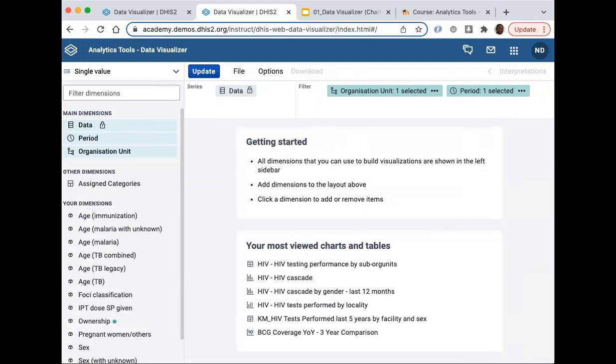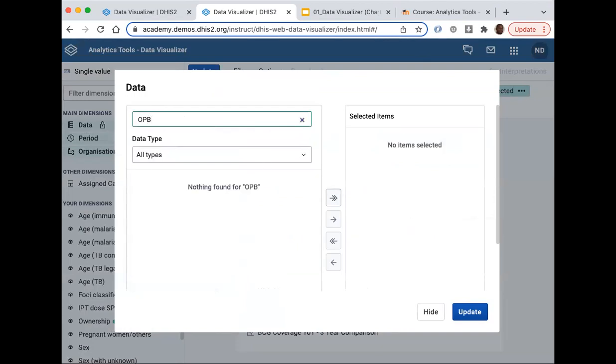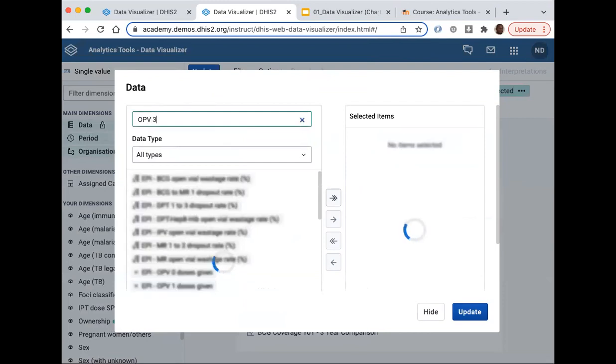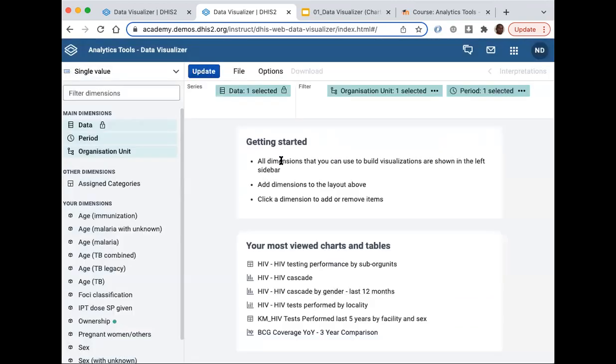So for this, I would say probably I want to just push a percentage, OPV percentage, let's say OPV3, that's the way we have been doing it. So I come to that one, and I will choose OPV3 coverage. So that's what I want as a single value. I hide. And again, you'll see this one is also dealing with only the series and the filter. So we don't have the category option here.